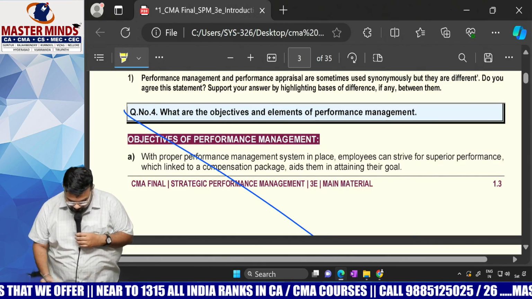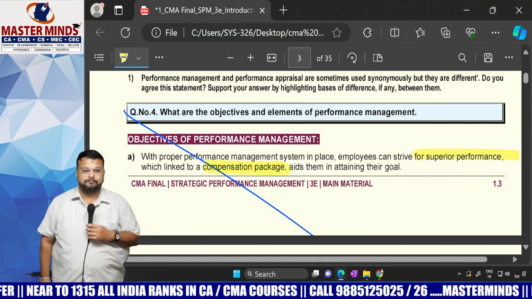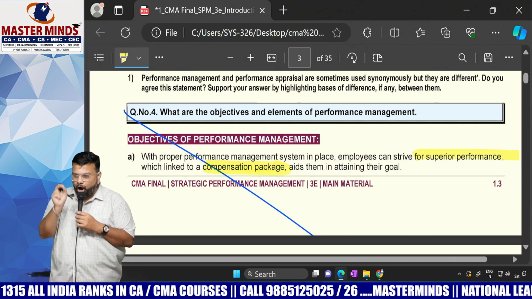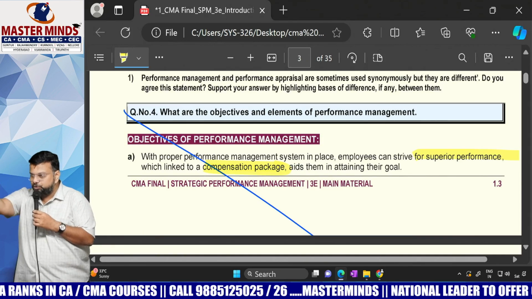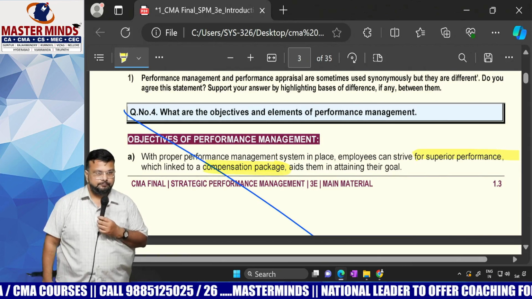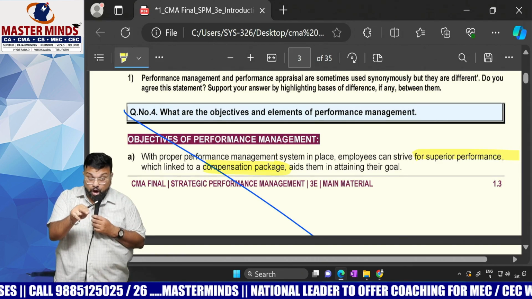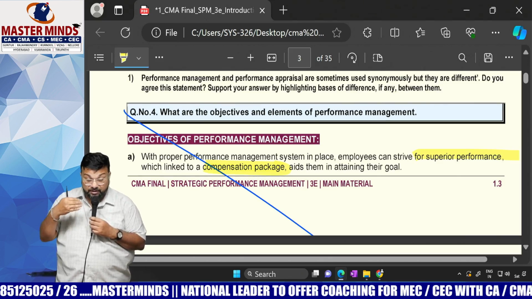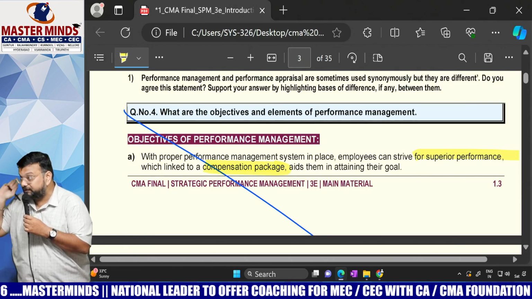Employees can strive for superior performance when it is linked to the compensation package. A true employer always starts the discussion with what you are supposed to achieve and how much you will be rewarded. Both should go hand in hand. The employer should not wait for the employee to ask for a reward. Before being asked, the employer should say, this is the reward you will get if you perform in this way.